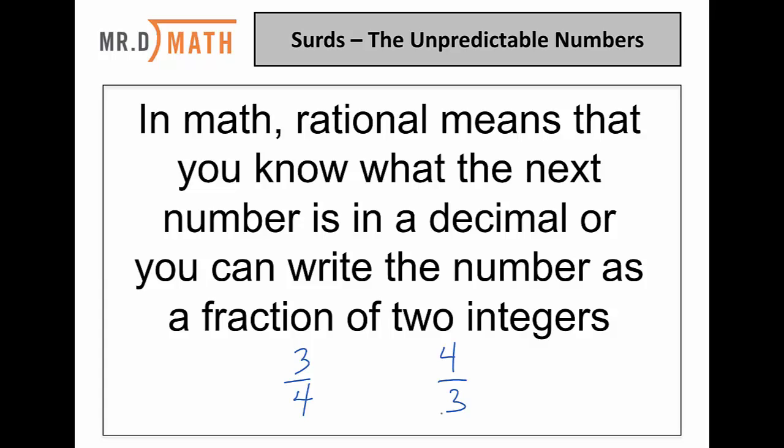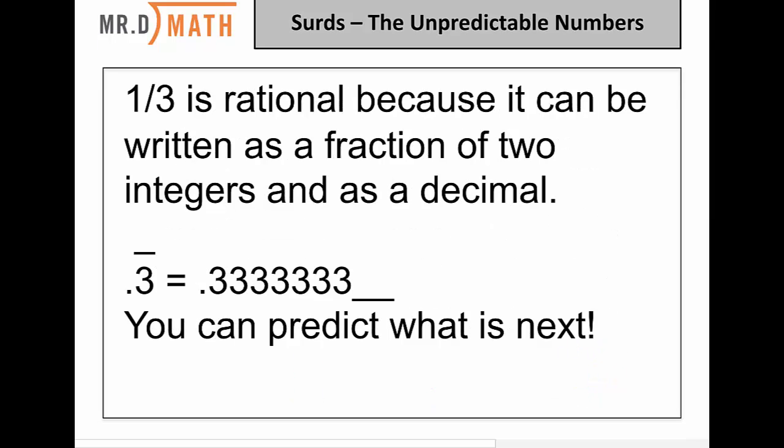So what's not going to work? If I did something like the square root of 7 over 3, we can't use that, and we're going to come back to the square root of 7 in a moment. Think about the fraction 1/3. It's rational because it can be written as a fraction of two integers and as a decimal. It's predictable. You can predict what's coming next. 0.3 with a little bar over it means it's a repeating decimal, which goes 0.33333. Can you predict what's coming next? I'm sure you guessed it already, a 3.